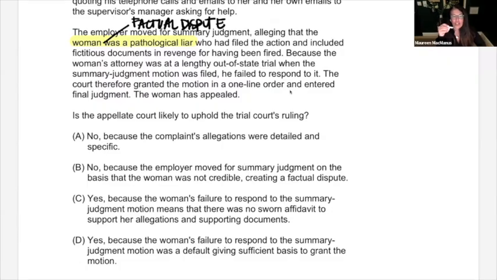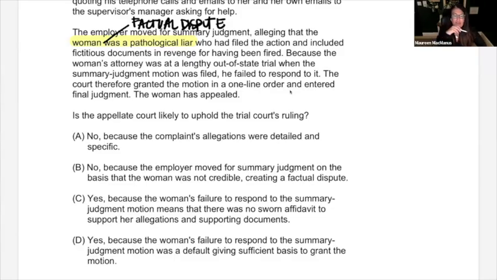So, no, because the complaint's allegations were detailed and specific. Just because the complaint's allegations were detailed and specific doesn't mean that you should prevail against an MSJ, because generally, to file a motion in opposition to the MSJ, you don't want to rely on the allegations in the complaint. You need to rely on admissible evidence. So the allegations being detailed and specific is not sufficient to overcome the MSJ.